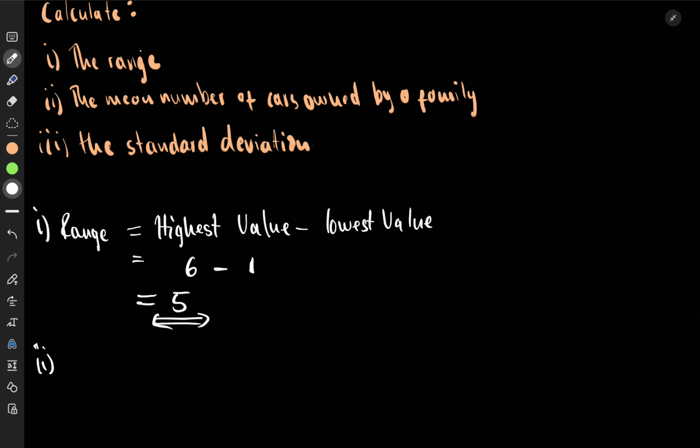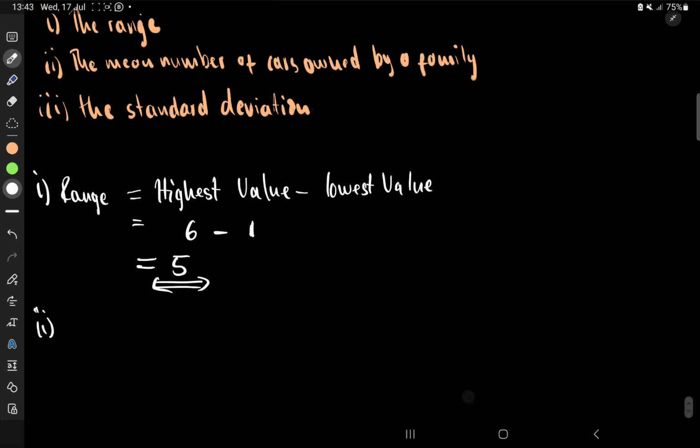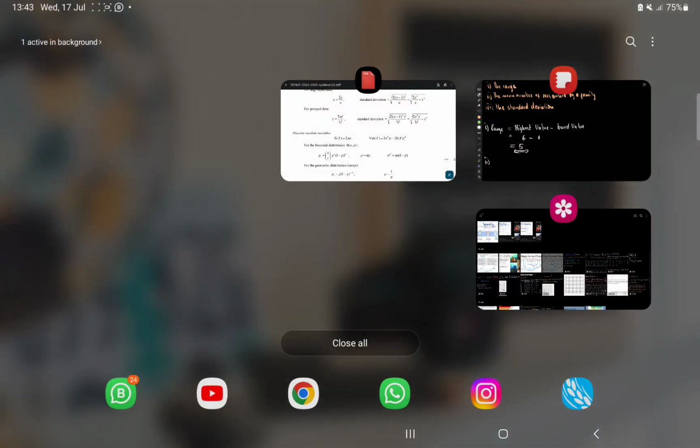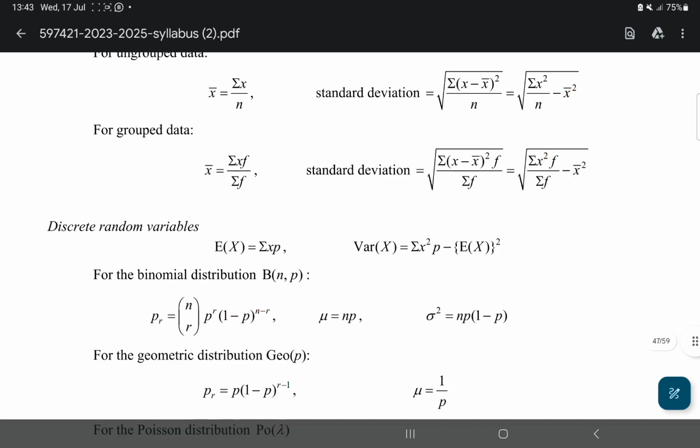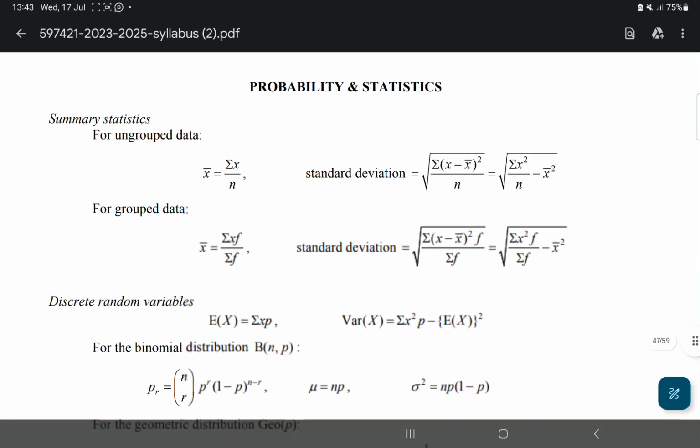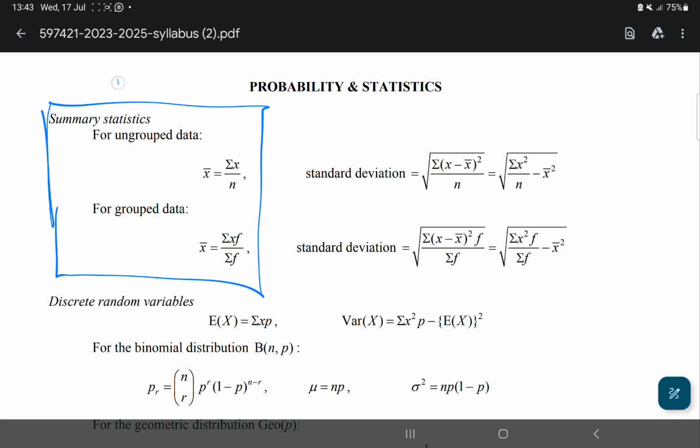The mean number of cars owned by a family. Now we are on part 2, which is the mean. Now we know that if we are doing mean, we always go to our MF19. So I'm going to go to it. Here is our MF19. It's loading. Okay, here's our MF19. So we know that the mean is this on the left side. That's the X bar, right? Is the mean. So here is our mean, X bar.